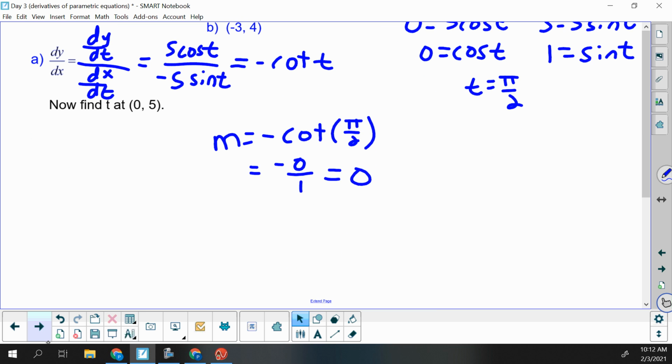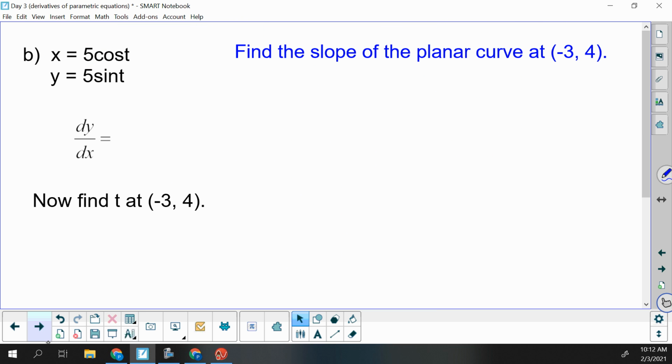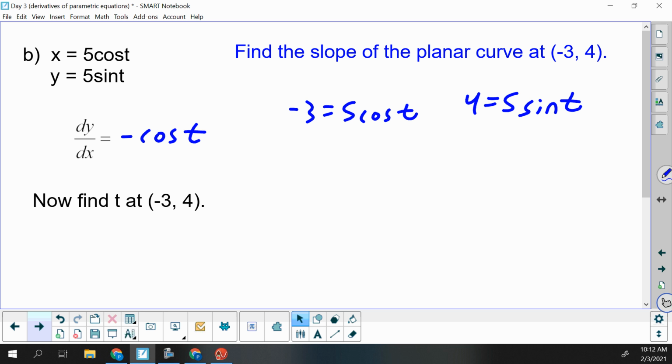So we're going to do a similar idea in part B. We already know our dy over dx, dy over dt over dx over dt, is negative cotangent t from the first part, so we don't have to redo that. Let's set negative 3 equal to 5 cos t and 4 equal to 5 sine t. And this will allow us to find our value of t. So if we divide 5 over, we'll have negative 3/5 is cos t. Divide the 5 over, we have 4/5 is sine t.